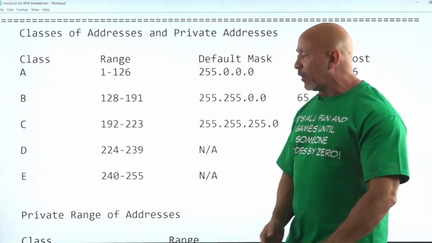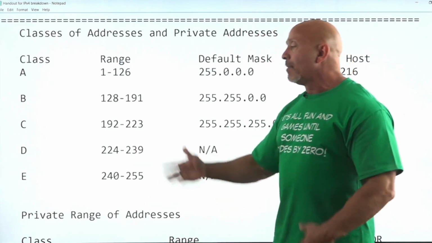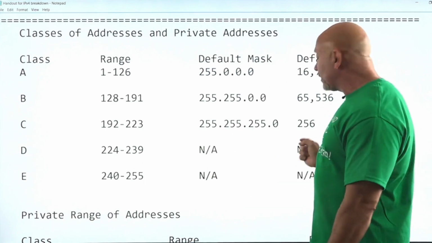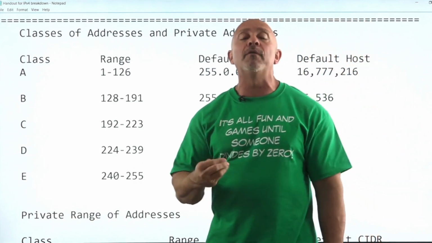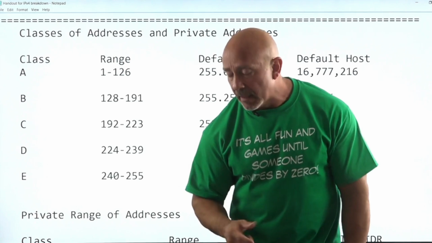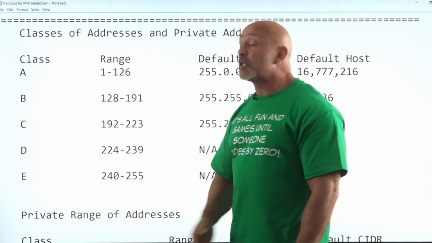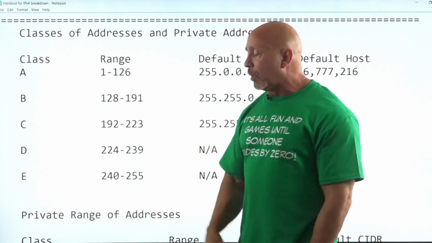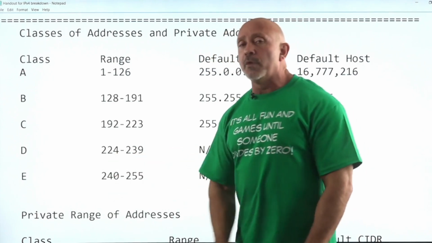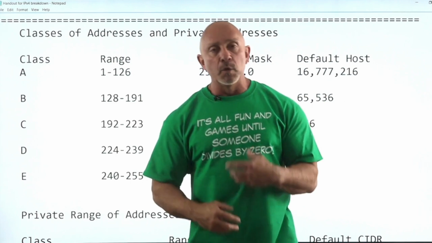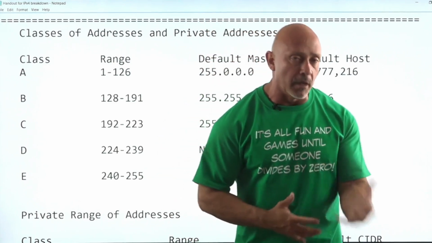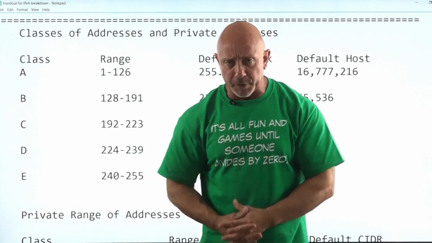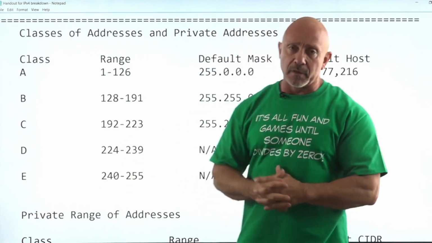You already know by looking at the first octet, if they're falling in whatever range, that makes it a D or an E. The D doesn't have a default mask and doesn't have a default number of hosts. Why is that? Because these are special types of addresses. Normally, any book will tell you, well, this is a multicast range. We use it when we're doing IGMP, web conferencing, things of that nature, video conferencing.